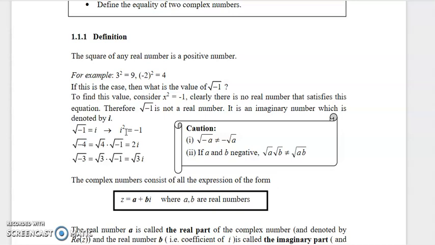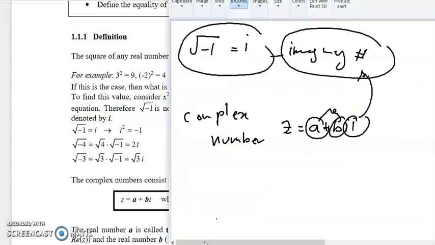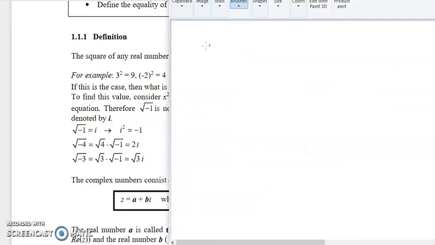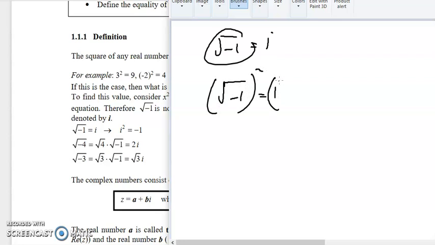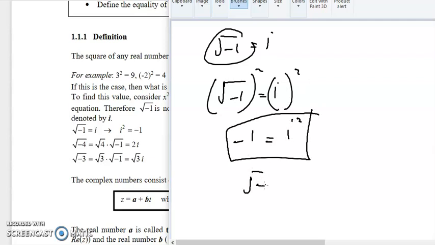So let's proceed. If you try to solve, i squared will be equal to -1. When you have the square root of -1 equal to i, how do we eliminate the square root? We square both sides. The square root squared becomes -1, and i becomes i squared. So i squared is equal to -1, and the square root of -1 is equal to i. This is something that you must be clear about before we proceed to the next discussion.